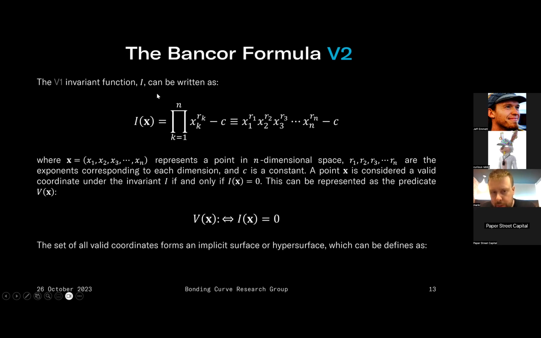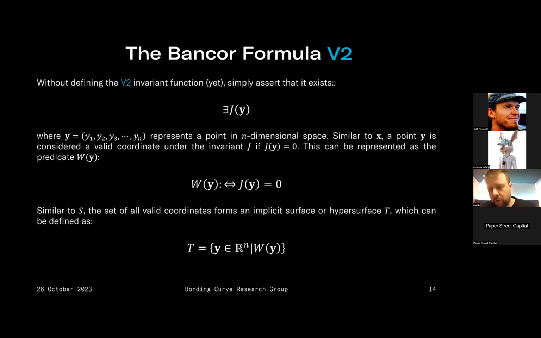And so now, once we have this equation, we can define a predicate, which we're going to call V of X, which is true if and only if I of X is equal to 0. And this will define a set of coordinates that form the bonding curve in 2 dimensions, or the bonding surface in 3 dimensions, and hypersurfaces beyond that. So we say that the set of all points X that satisfy this predicate is the bonding surface.